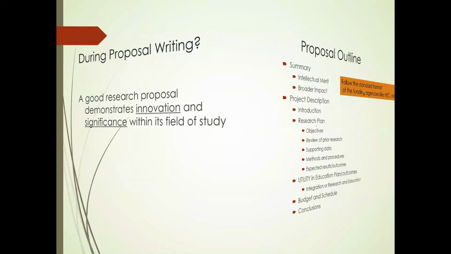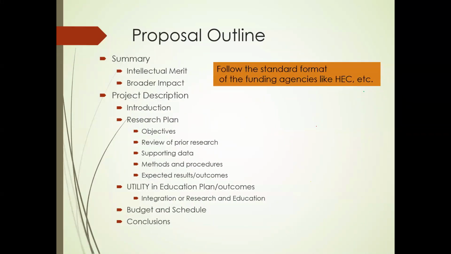So, what is a proposal outline? Usually, a summary is there; I mean an abstract is there and intellectual merit is there. But you have to follow the standard format of a funding agency like the Higher Education Commission or any other funding agency. They have their own format, or, for example, Khyber Medical University or your university may partially fund it. So we have our own adopted format, and that format will guide you: you start with your abstract, and then you write the summary.